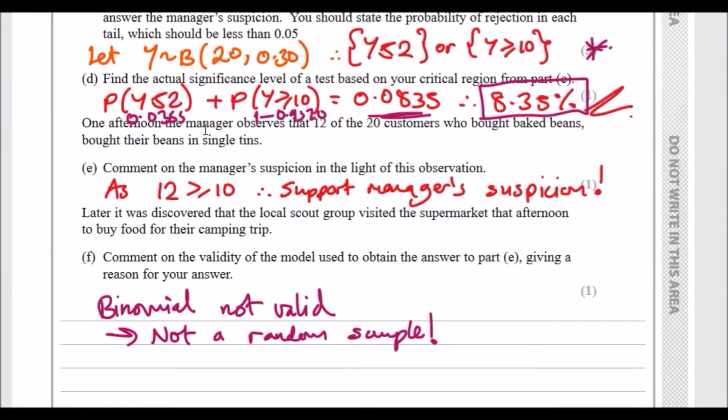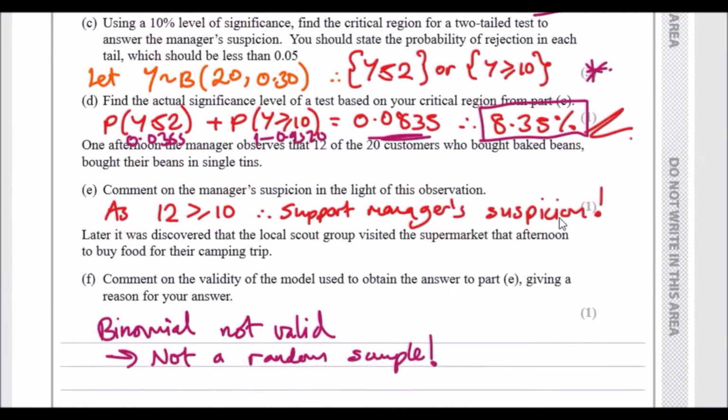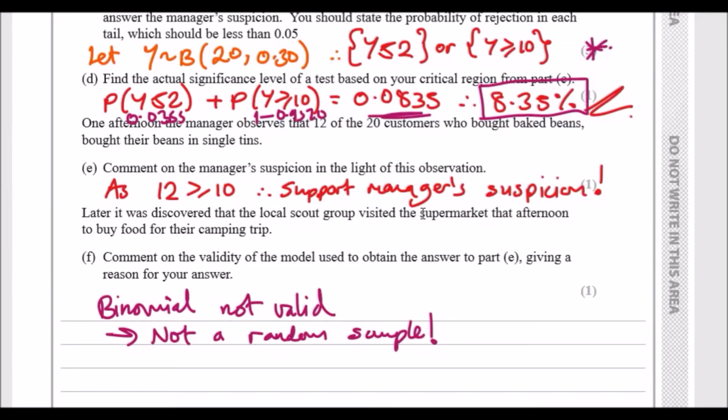Now, one afternoon, the manager observes that 12 of the 20 customers who bought baked beans bought their beans in single tins. Alright, comment on the manager's suspicion in the light of this observation. Well, this is all based on the critical region. And remember, if you look at part C, we're talking about the critical region to test the manager's suspicion. Well, if it's above 10, then we can safely assume that the manager's suspicion is supported. So for anyone that has 10 or more people, or 2 or less, then we say yes, we support. And that's it. So we say 12 is greater than or equal to 10, all good.